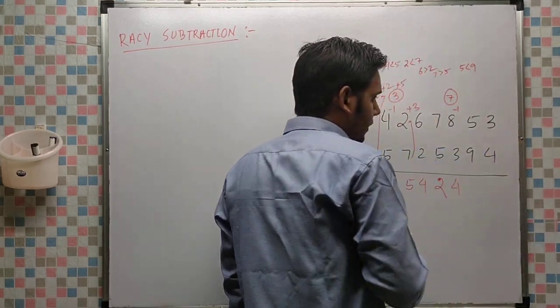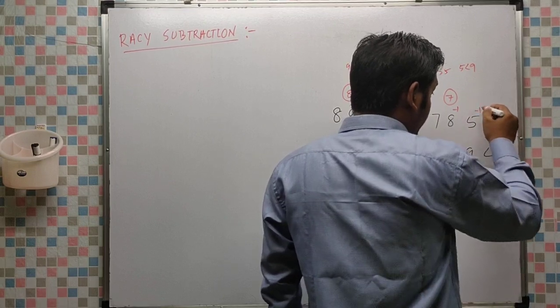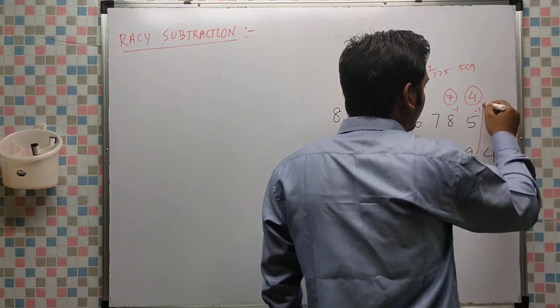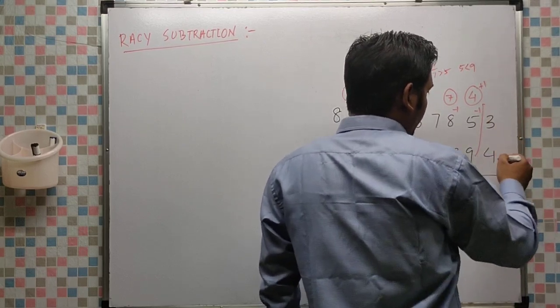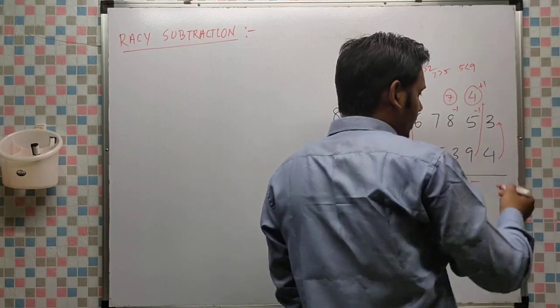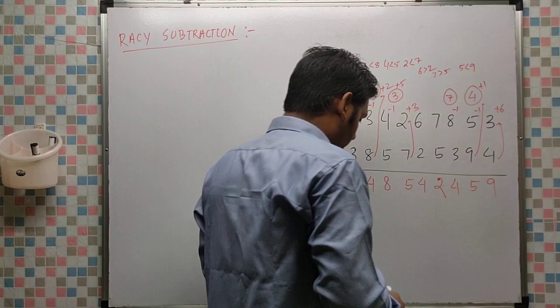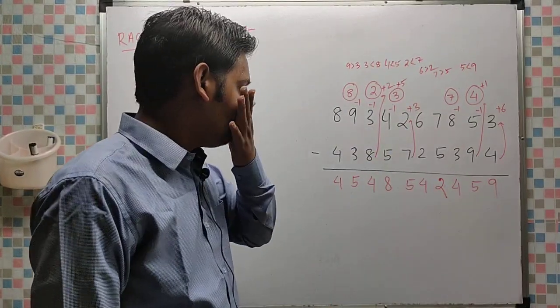Now 3 is less than 4. So what you have to do? This number will be decreased by 1, 4. 4 minus 9 is not possible, so you add the 9 complement. 9 complement is 1. 4 plus 1, that is 5. Now after this no digits are there, so the 4 complement you directly add. 3 plus 6, 9. Now you have to check in reverse order whether your answer is correct or not.